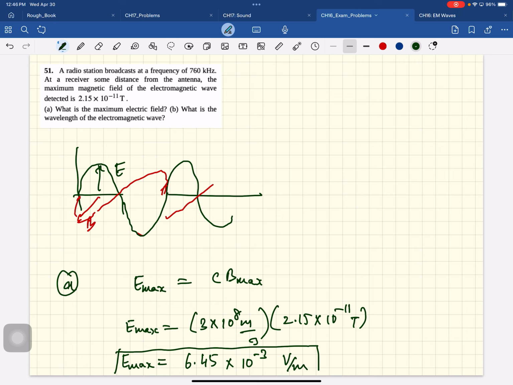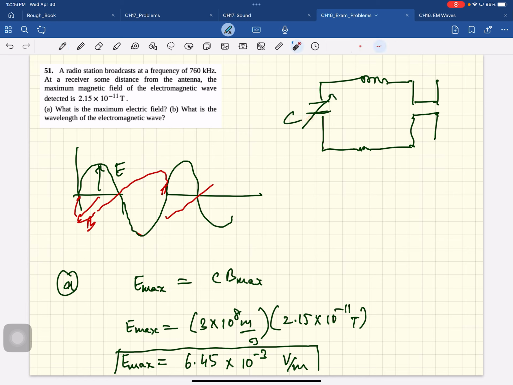And what do you do with that electric field strength? You stick a dipole antenna out and pick up that frequency, and this will always have a resistance. So with the variable capacitor, you change the capacitance such that the frequency of this circuit matches this frequency, and that electric field will drive a current in this antenna.